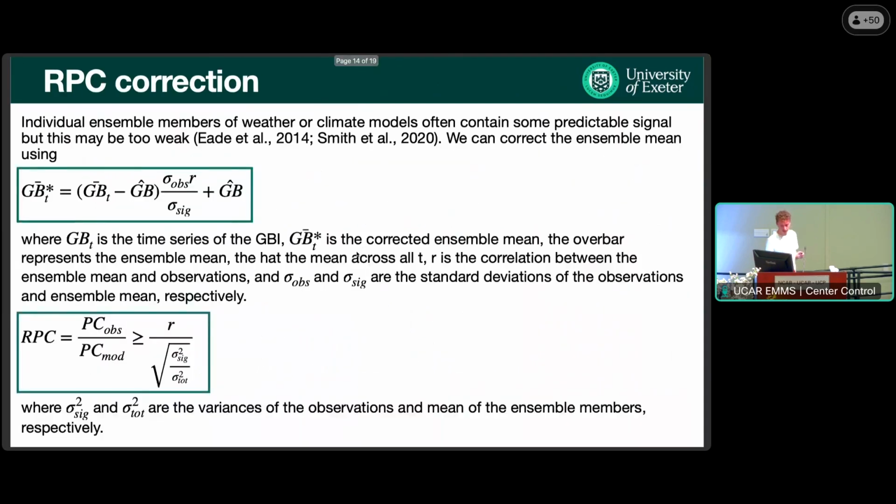So you can correct this. It's quite well known that models do contain predictable signals both on seasonal and decadal timescales, but this signal might be too weak in the models. So you can correct the ensemble mean using this equation, which basically corrects the ensemble mean so it has the same variance as the observations. We only do this for experiments where we think there's some predictable signal. That's where there's a strong correlation, essentially.